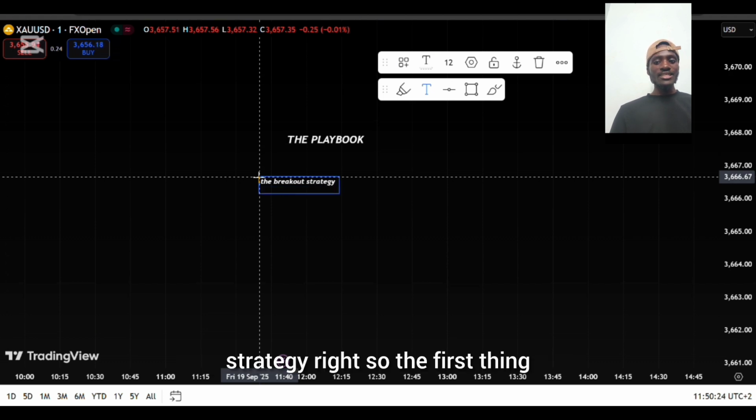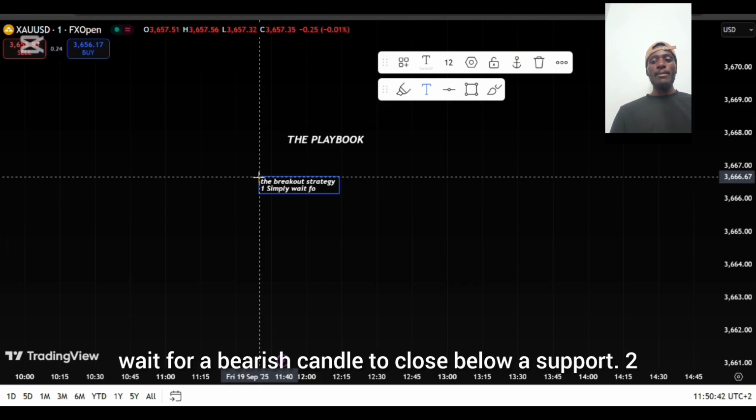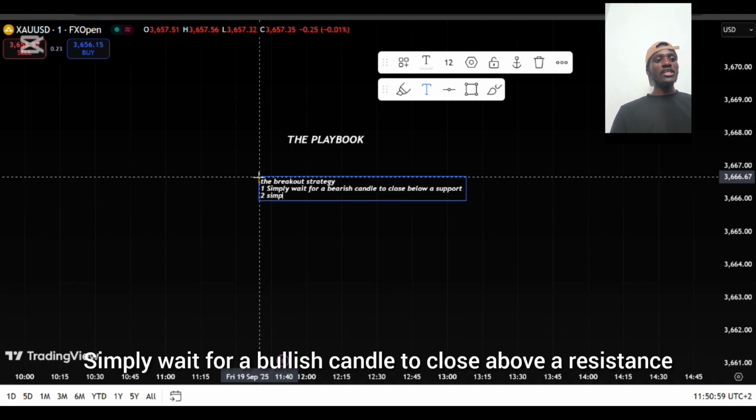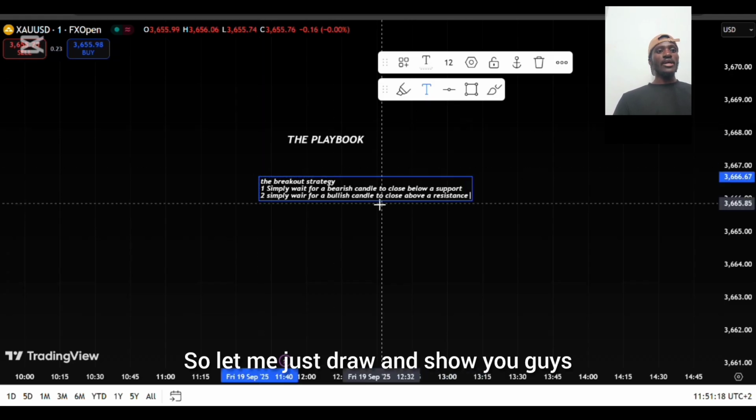So the first thing that I'm going to write is simply wait for a bearish candle to close below a support. Then number 2, simply wait for a bullish candle to close above a resistance, right? So fundamentally that is it. So let me just draw and show you guys.